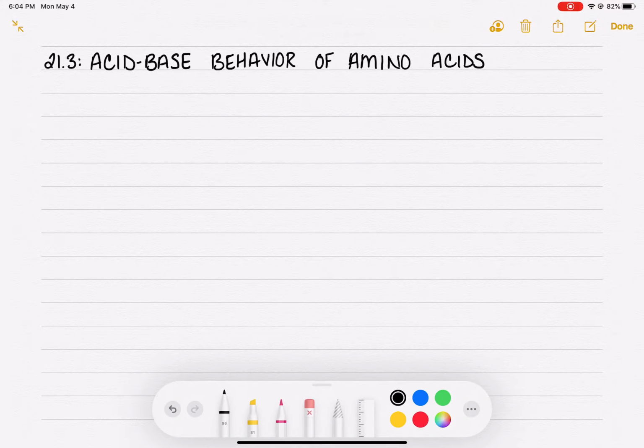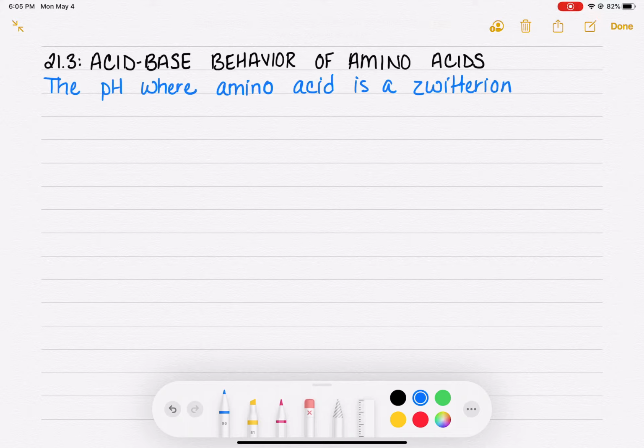So when an amino acid is at physiological pH, I told you it is existing in this form that we call zwitterion, where it has a positive charge as well as a negative charge simultaneously. The pH where an amino acid is in the zwitterion form is called the pI.